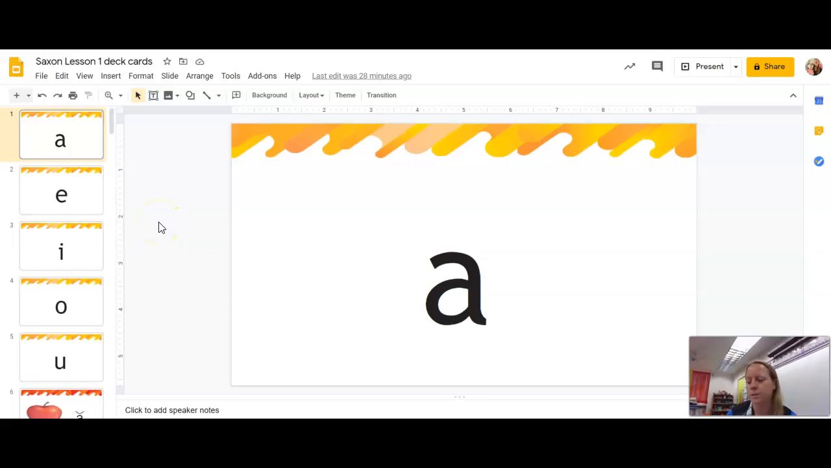All right, so here's our Saxon lesson three, phonics lesson for today. Yesterday we talked about how many letters were in our alphabet. So in our alphabet, we have two different kinds of letters. Does anybody know what those kinds of letters are?